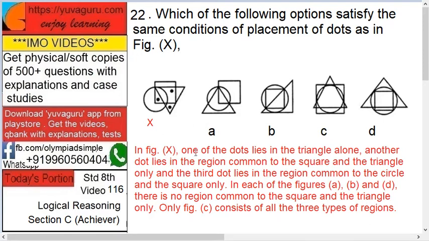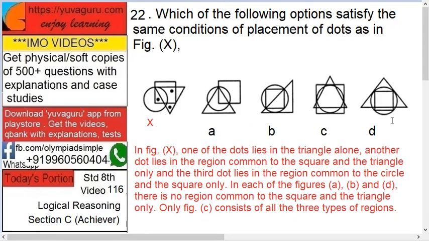In figure X, one of the dots lies in the triangle alone. This means there is one region only for triangle. Another dot lies in the region common to square and triangle, which means there is one region which is common only to square and triangle. And the third dot lies in the region common to circle and square, which means there is one region which is common only to circle and square. So you have to find these same regions in A, B, C, D, and see which one contains them.